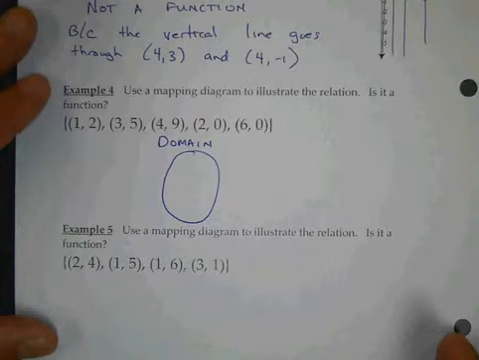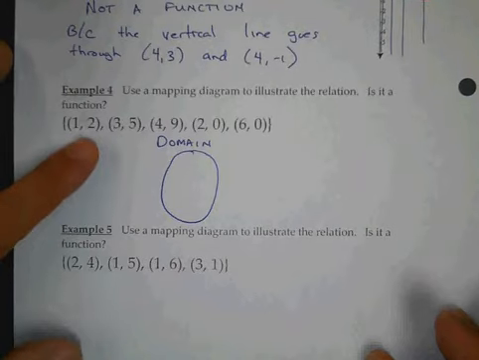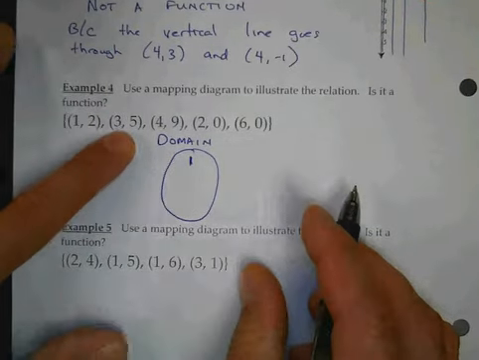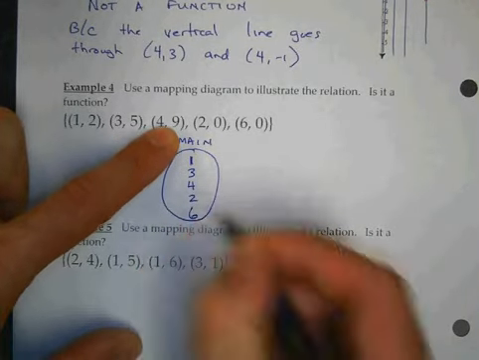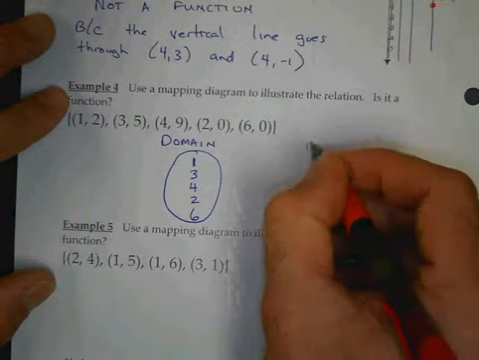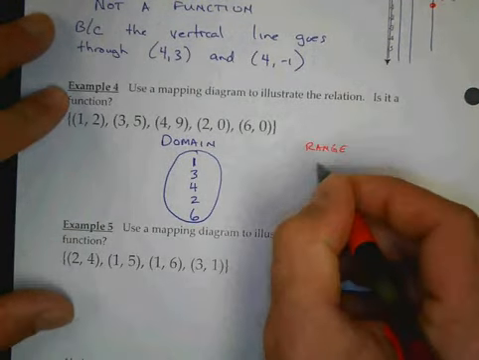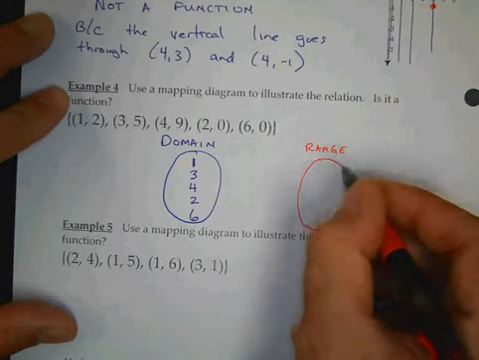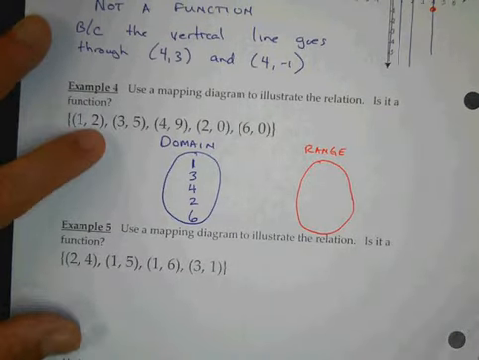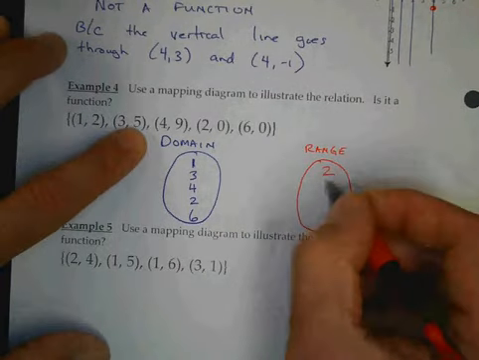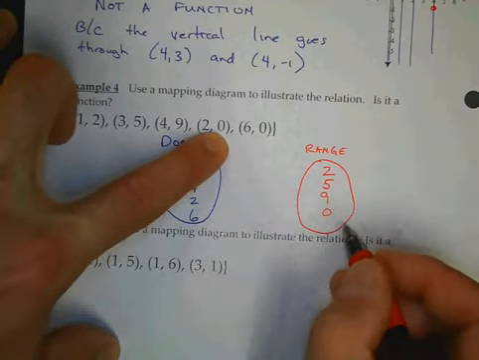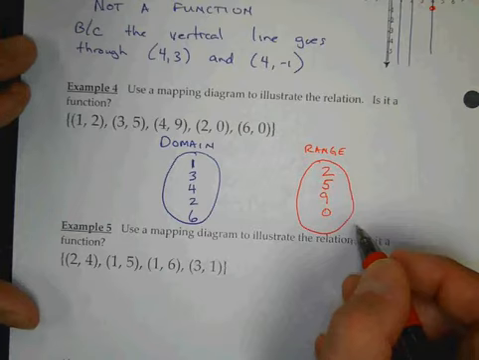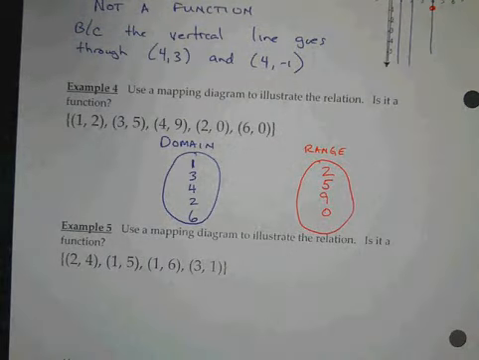Now let's put the x's. Give me all the domains. What's the first domain here? 1. Okay, what's the domain here? 3, 4, 2, and 6. Okay? Then we're going to come over here, and over here we have the range. And let's list all the ranges. 2, 5, 9, 0. Do I need to list another 0? No.